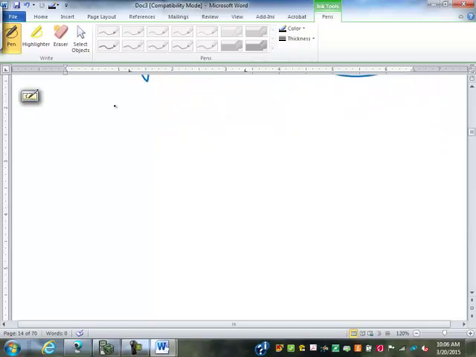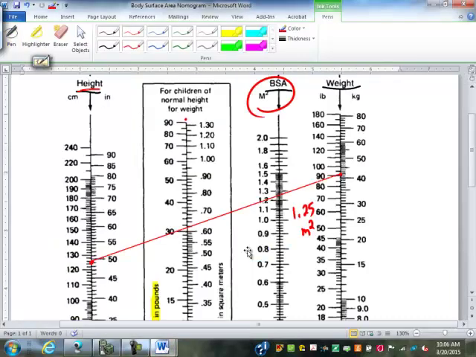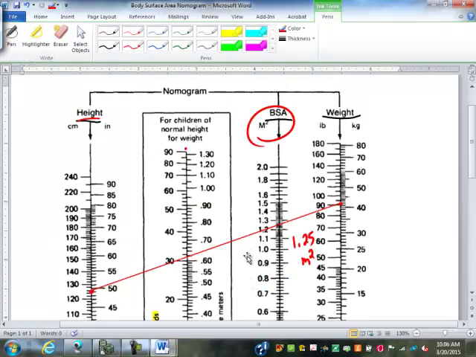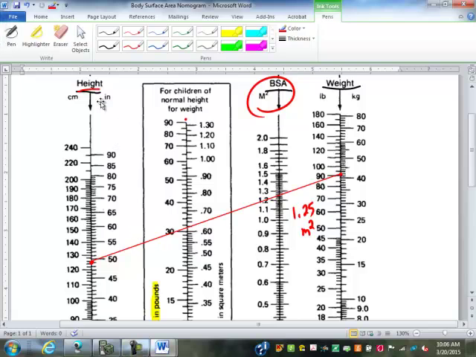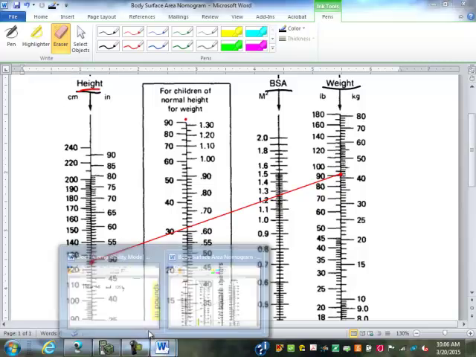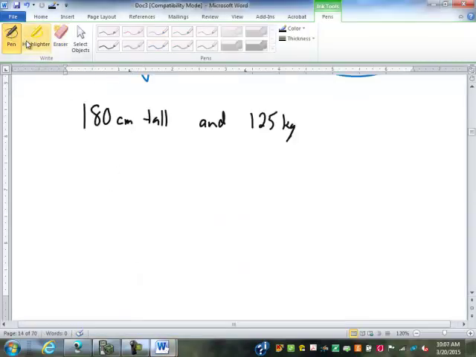So let's check a couple here. Let's say we have a patient who is 180 centimeters tall and 125 kilograms. So nomogram, we can go up to 125? No, it doesn't. If we were to put this one on the nomogram, it goes up to 180 centimeters tall, but it only goes up to 80 kilograms. So this one, we wouldn't be able to do it on the nomogram at all. So we have no choice but to stick with our formula.